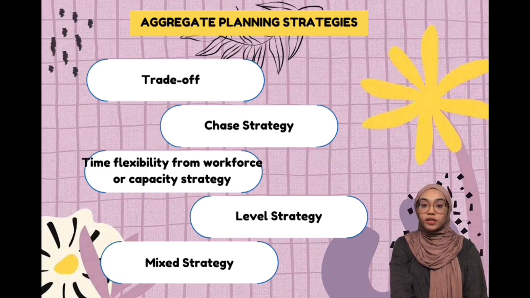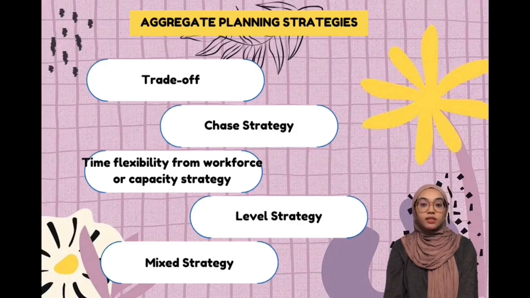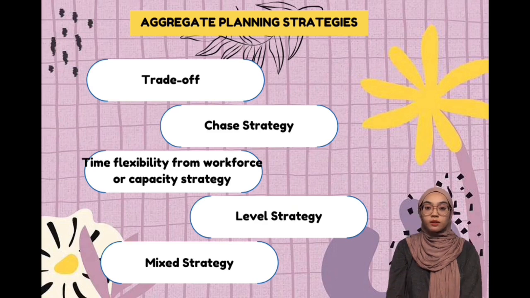Next, the level strategy aims to maintain a stable production rate and workforce regardless of fluctuations in demand. Excess production during periods of low demand is stored as inventory for use during peak demand periods. Lastly, the mix strategy. This approach involves maintaining a baseline production level to meet average demand and then making adjustments to capacity or workforce as needed during peak or low demand periods.